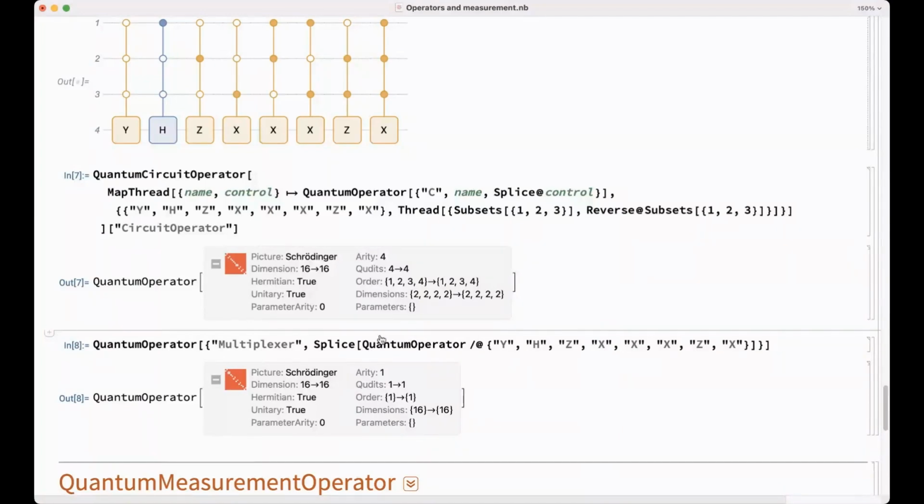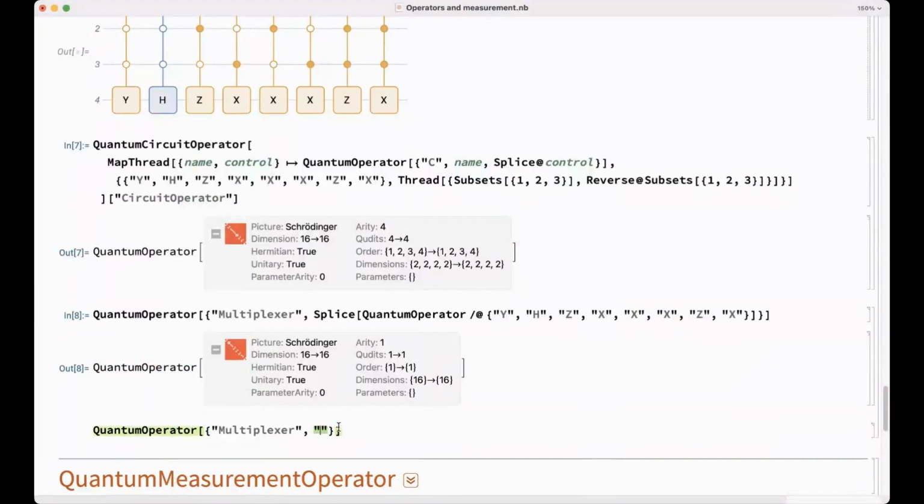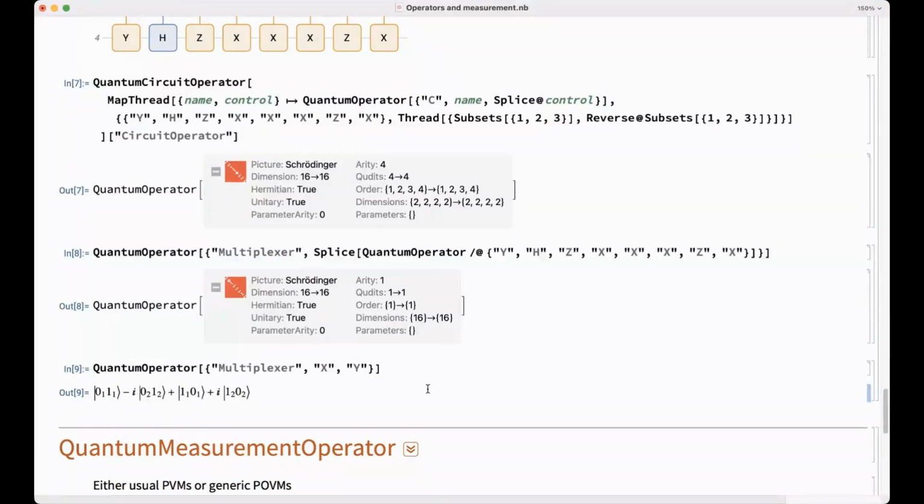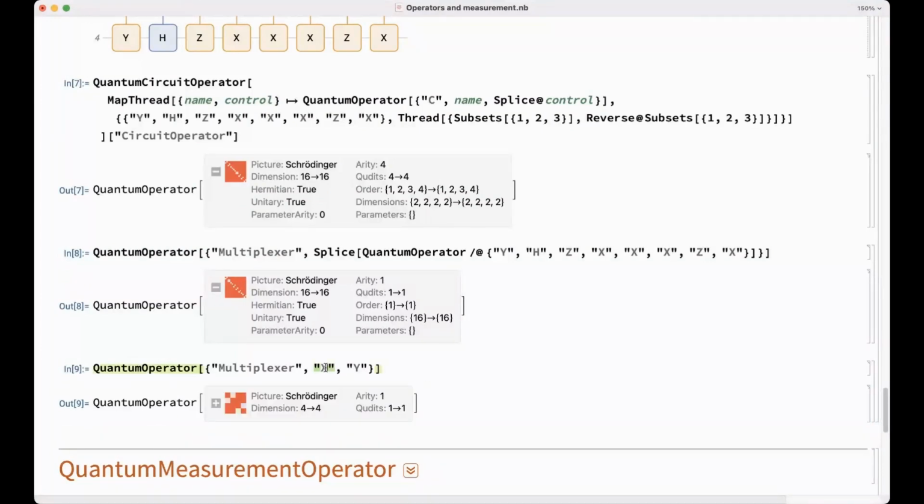Okay, let's show a simpler example. Let's have an operator, quantum multiplexer. Let's kill all of that. Simpler example. For example, let's go with X, Y. So now this should be X, not X, Y. Let's go with identity and I. Identity and I should be the same as control C.